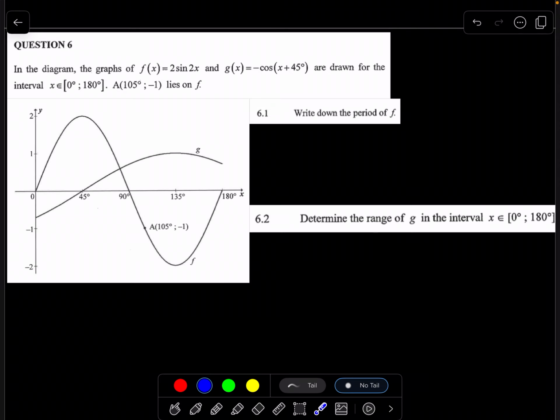And then we have g of x is equal to negative cos of (x plus 45). So that's a cos graph that's been reflected in the x-axis, which we can tell from the negative sign. And then the x plus 45 indicates that, relative to our normal cos graph, this is now a cos graph that has moved 45 units to the left.